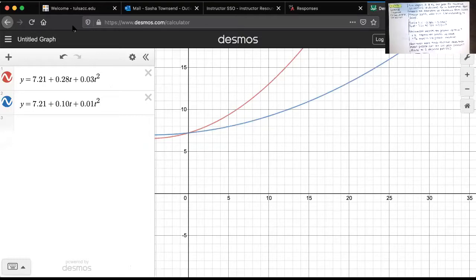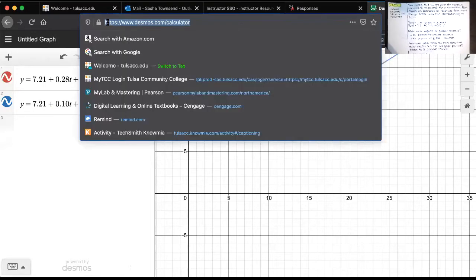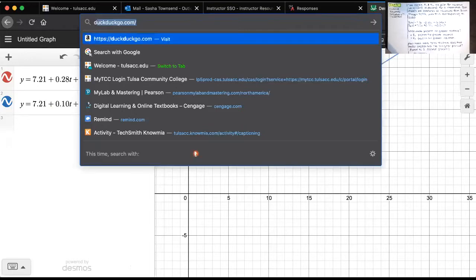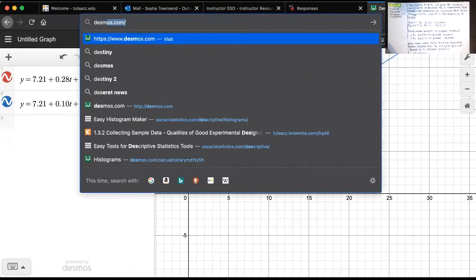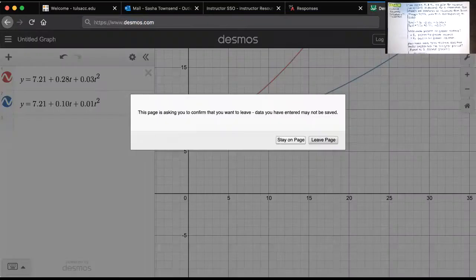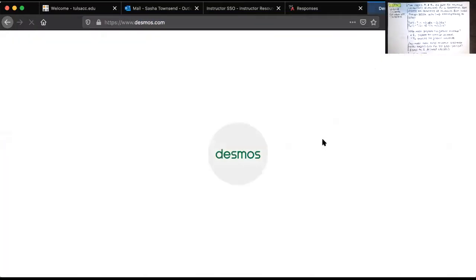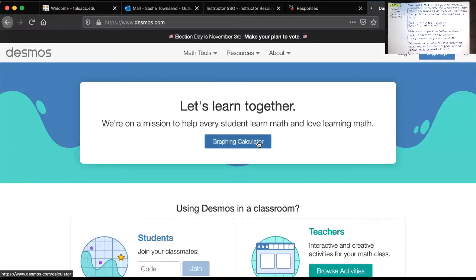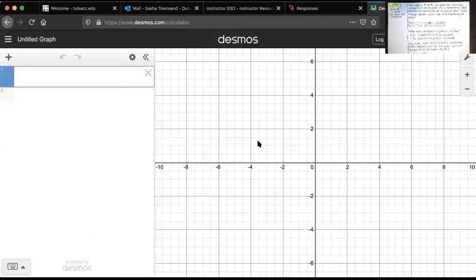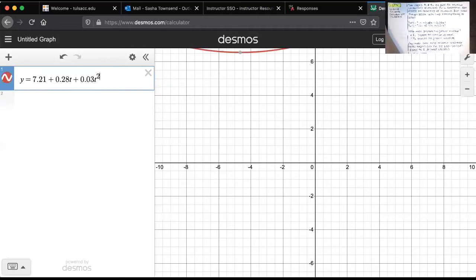So actually I've already done it here, but let's say you go to your browser and you type in desmos.com. And then you'll see this graphing calculator. Say, yes, I want to do that. And it's actually very intuitive. You just type the first function here, y equals 7.21 plus 0.28 times t plus 0.03 times t squared.